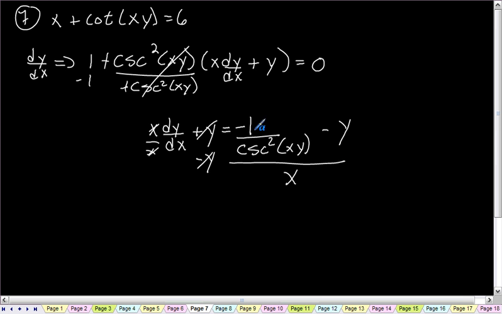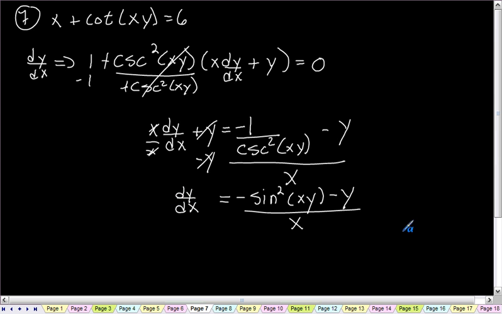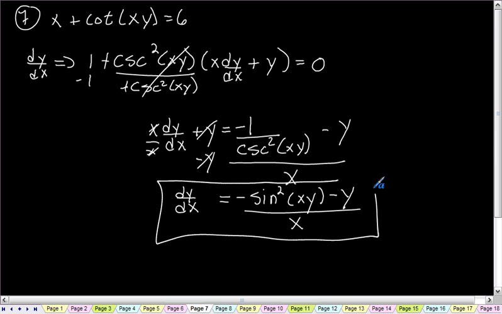I'm left with that. This piece here I'm going to simplify. Cosecant goes with sine. So this part becomes negative sine squared xy. It just makes it easy later. Minus y. That's divided by x. I think that's it. So dy/dx is that. Notice that dy/dx in terms of x and y is distributed throughout. Great.